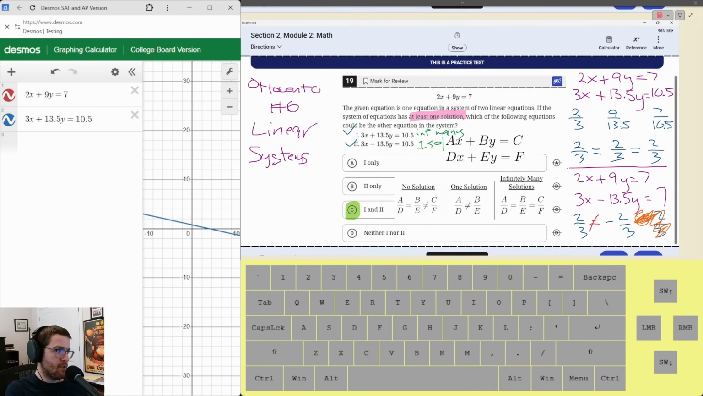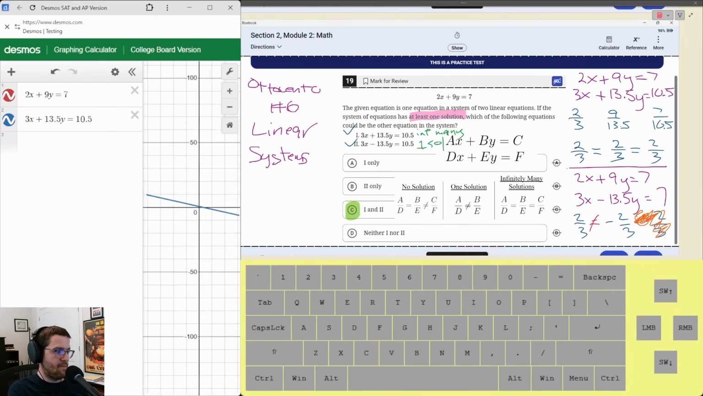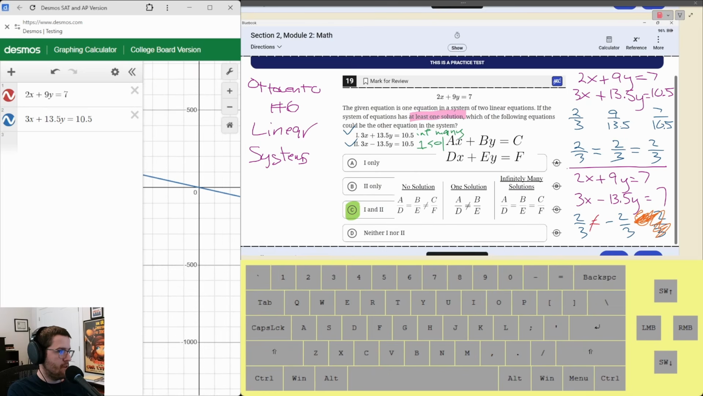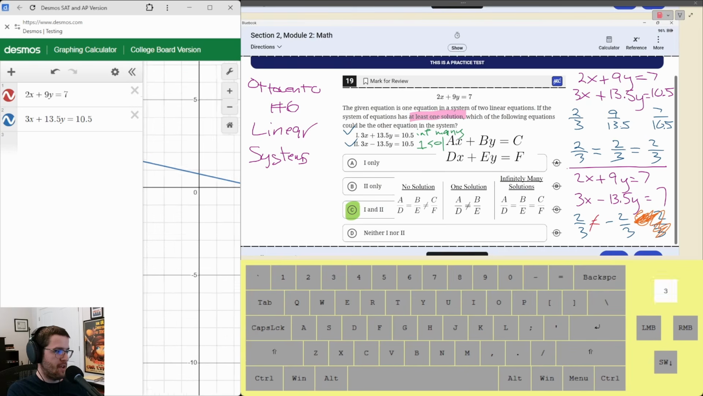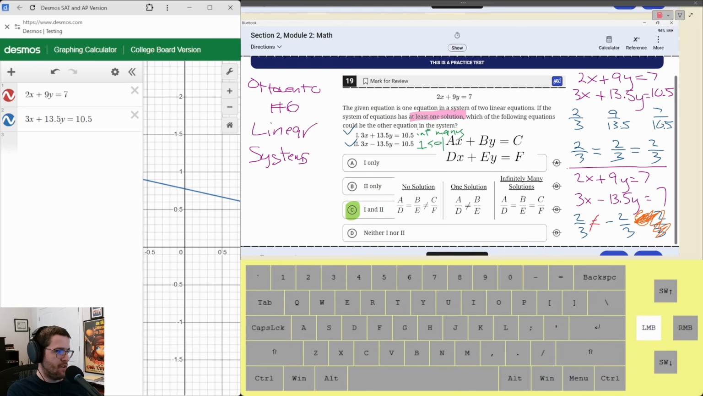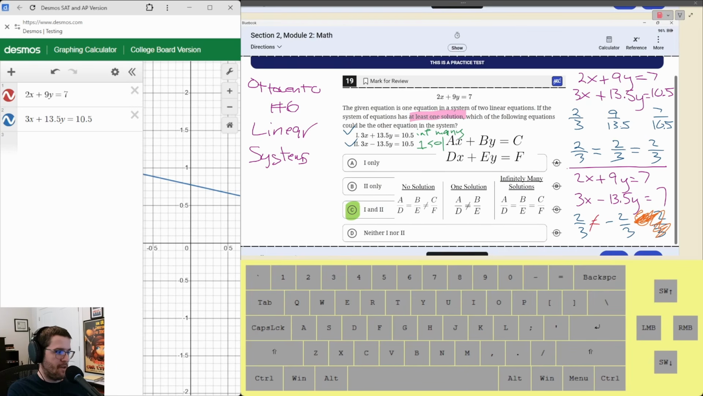Okay, so I typed in the original equation paired with Roman numeral 1. I'm going to zoom out. And I don't see anything, so I bet it has infinitely many. Let's zoom in a bunch and then toggle the second color. Yep, it's got infinitely many solutions. They are right on top of each other. So that part, we came to the same conclusion.